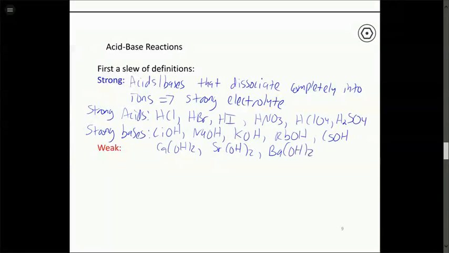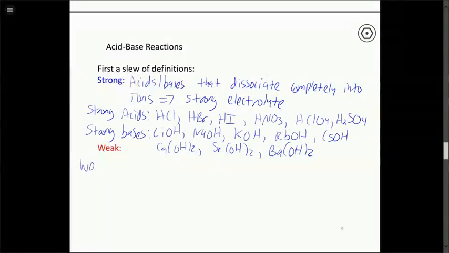So pretty much every other hydroxide salt is insoluble, so they wouldn't be considered strong bases. But any of these which you can dissolve in water are considered strong bases because when they dissolve, they release OH minus into solution. And then we also have weak acids and weak bases.